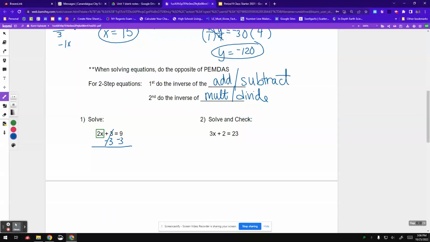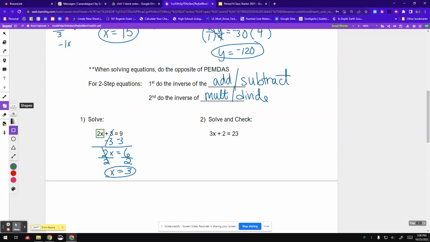Positive 3 and negative 3 makes 0. So I have 2x equals, different signs, subtract. Opposite of multiplying by 2 is dividing by that exact coefficient, because 2 divided by 2 is 1, and this comes out to be 3.